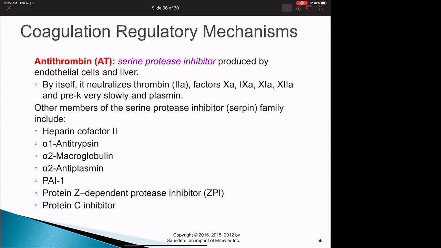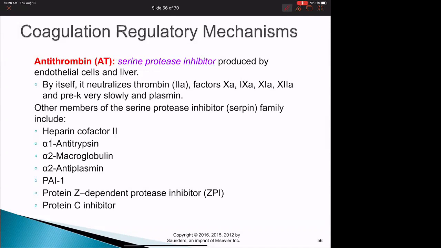Okay, so antithrombin is a regulator, it's a serine protease inhibitor. It's a regulatory protein, okay? So it works in our body to stop coagulation in some sort of way, okay? So it's a serine protease inhibitor. That's also called a SERPIN, S-E-R-P-I-N, SERPIN, okay? It's produced by endothelial cells, but it's also produced in the liver. Antithrombin, when it's by itself, it neutralizes thrombin.